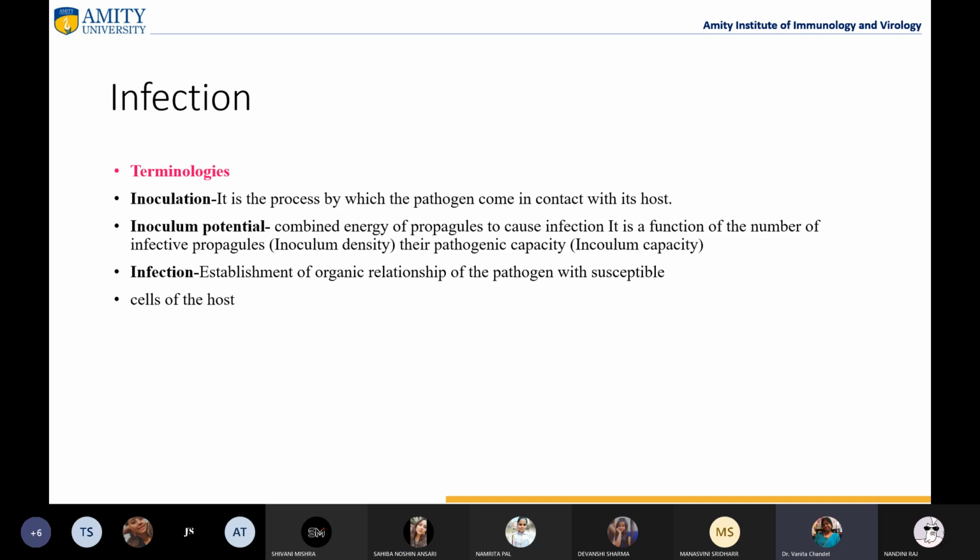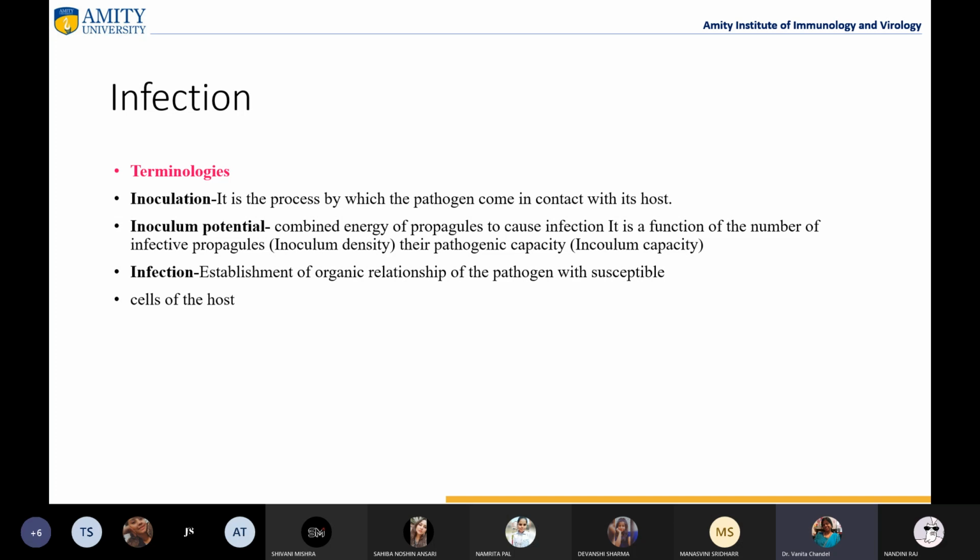Then inoculum potential. That means the function of the number of infective propagules. That means whether this inoculum which has come in contact with the host has the capability to cause the disease or not. So how many spores are there, how much spore density is there. So it determines their pathogenic capacity also, right? Inoculum capacity also, whether it is able to cause the disease or not. Potential, how much potential is there in it.